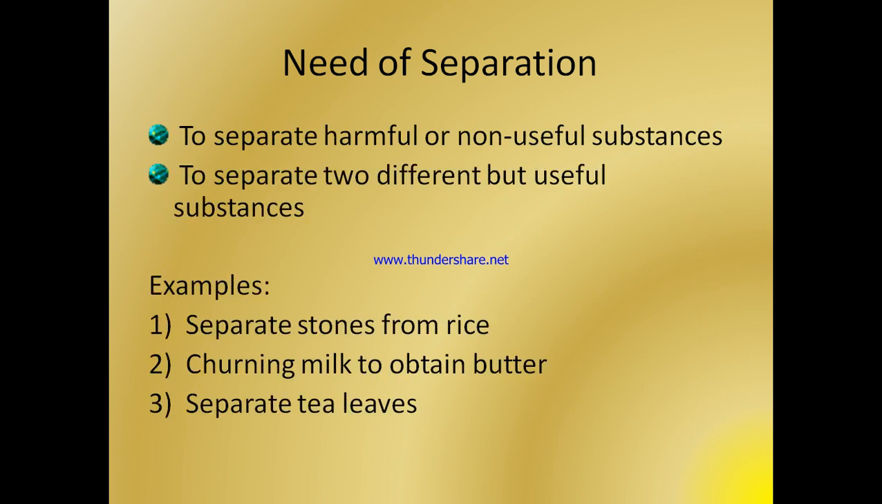Why would we need to separate substances? First, to separate harmful substances, and secondly, to separate two different substances if we need to use one of them. For example, separate stones from rice, churning milk to obtain butter, and separate tea leaves.